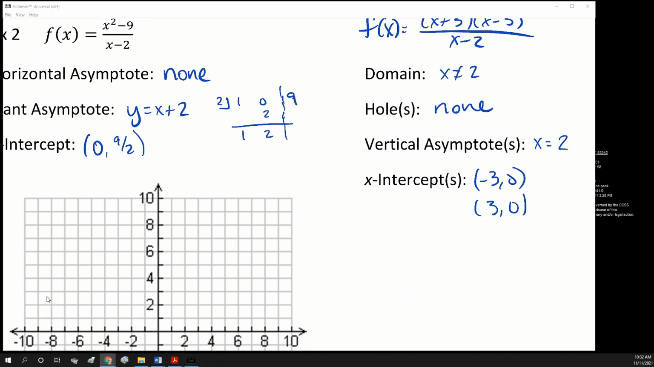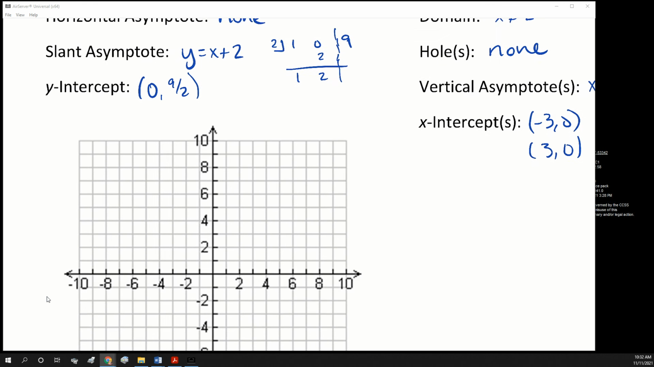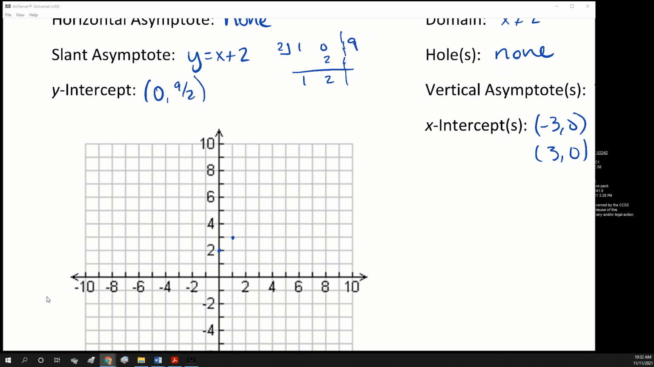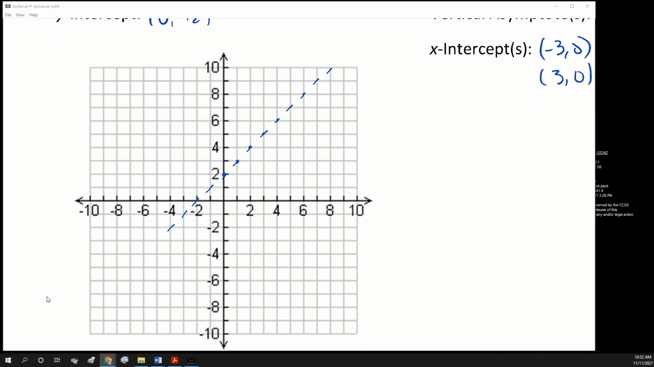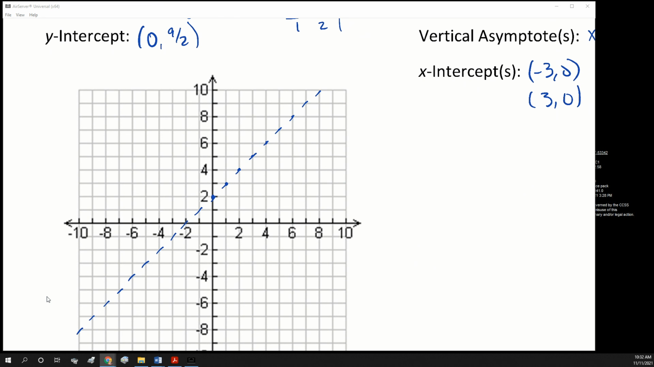All right, so here we go. Let's graph these things. So no horizontal asymptote. The slant asymptote is going to be graphing the line y equals x plus 2. That has a y-intercept of 2 and a slope of 1. So from 2, we're going to go up 1, right 1, up 1, right 1. So that's your dashed slanted line. Right, and then the y-intercept is at 4.5. That's the x-axis, sorry.